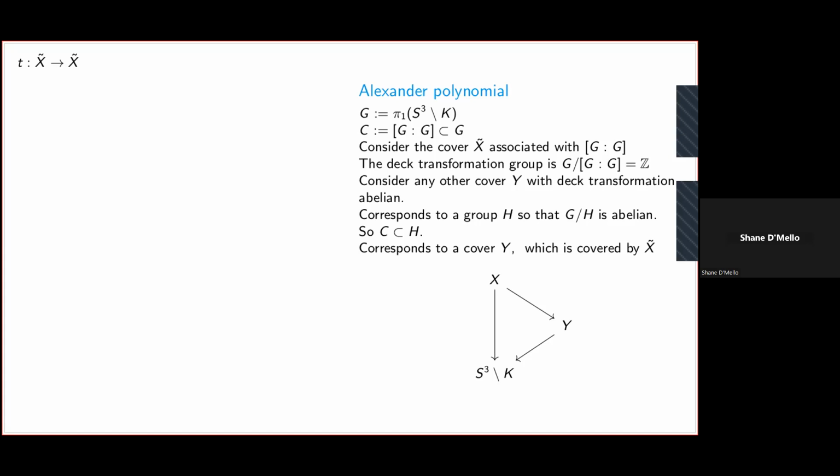However, instead of taking the homology of S3 minus K, why don't we take the homology of X tilde, which is the universal abelian cover of S3 minus K? And you will see why we chose this among all possible covers. One could have asked, why not choose some other covers? Obviously, we will never choose the universal cover because it's simply connected, and therefore its homology will be trivial.